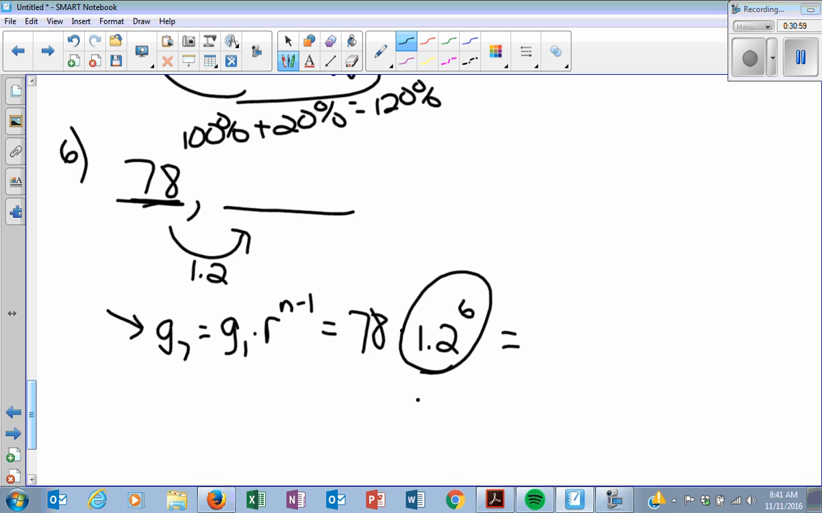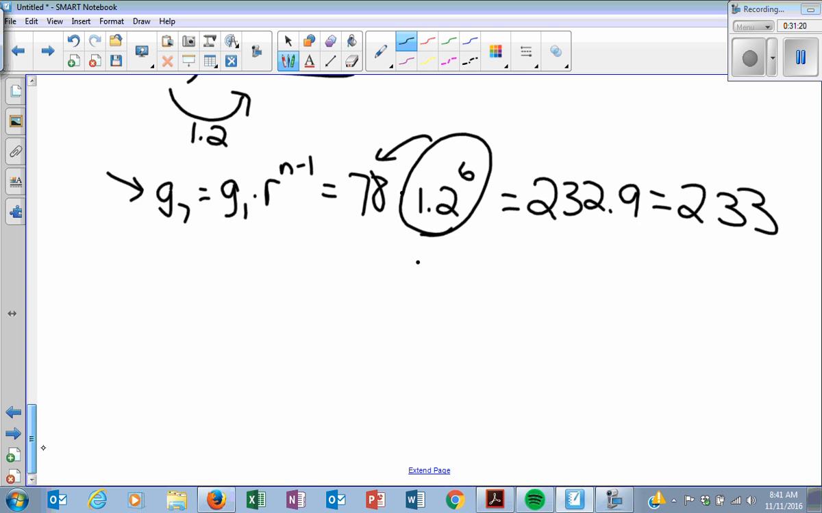It equals, leave that number in your calculator. Hit times 78, and what do you get? 232.9. So we're going to make that 233 because they said round to the nearest whole. Make sense? That's it. That's my answer. That's a lot of cookies. I'm impressed. That's some kids that can eat.